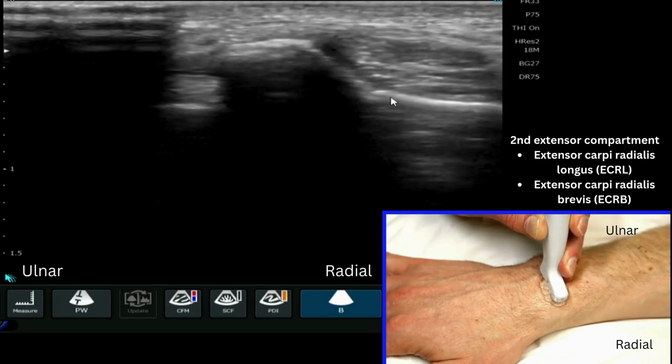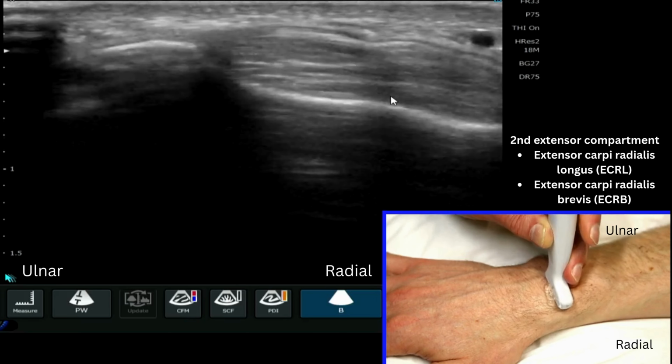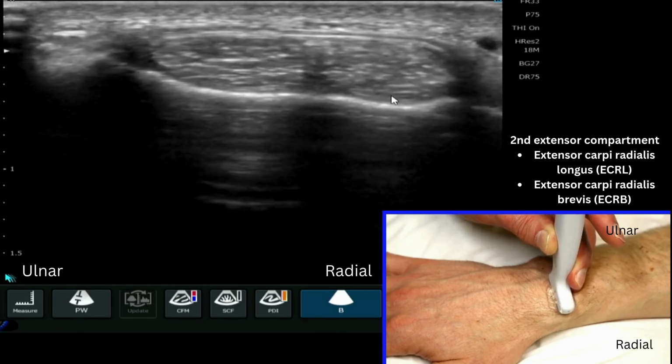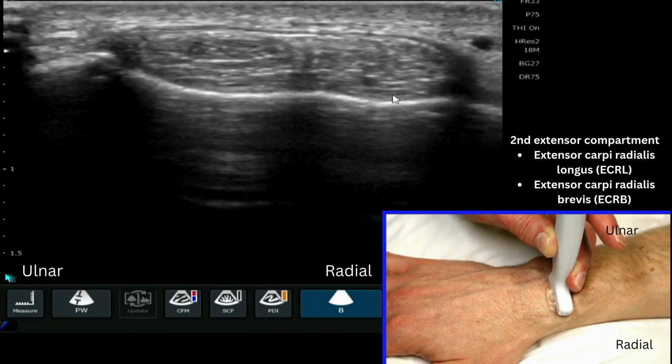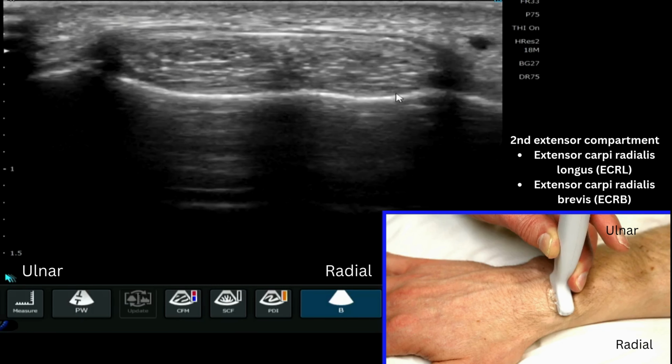So again, we're on the Lister's tubercle, and then we're moving towards the thumb, and we can now see those two tendons in that compartment, and that's basically how you find it.